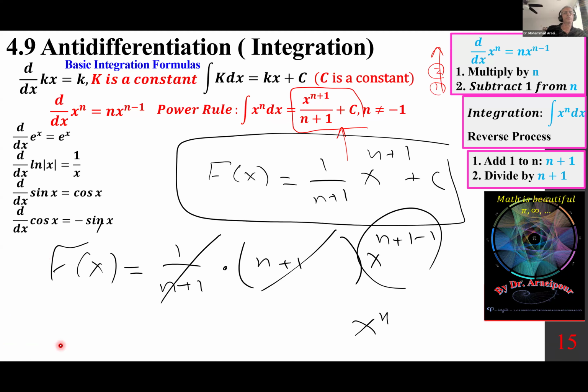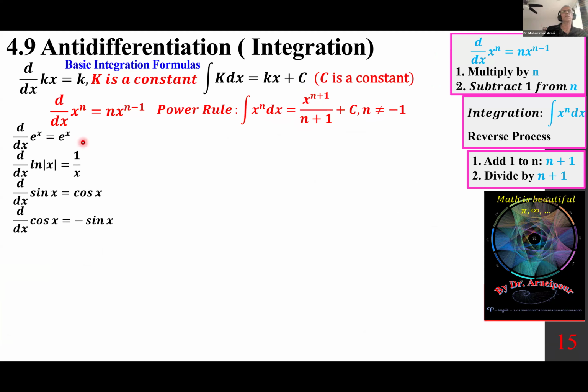Let's look at others. Let's look at some functions that we have differentiated already. If the derivative of e to the power of x is e to the power of x, then by integration, the integral of e to the power of x dx is also itself, plus a constant.